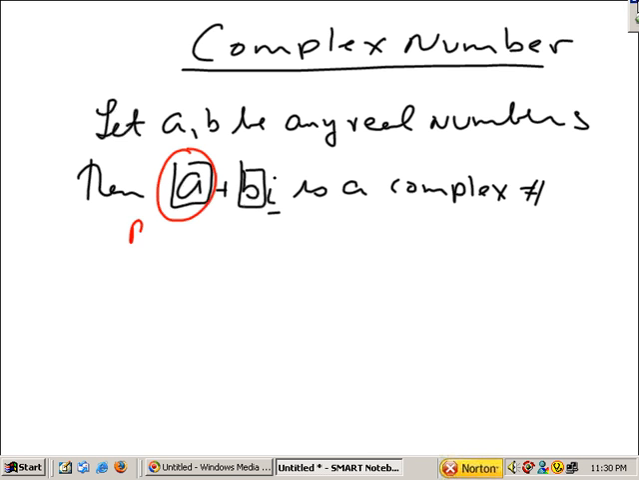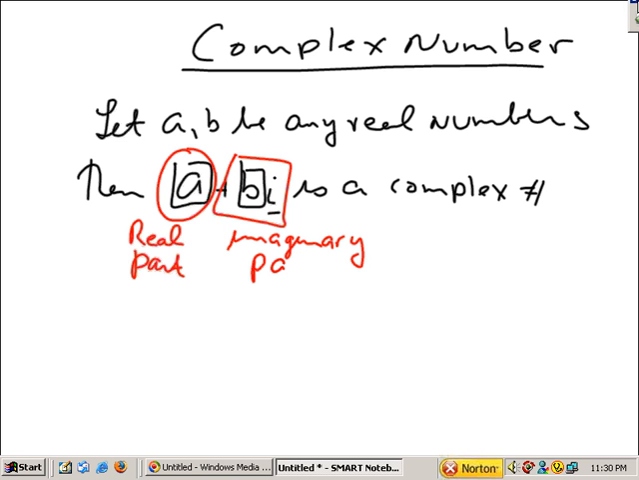This is called the real part, and this here is called the imaginary part. Let me give you some complex numbers, and I'm going to ask you to find the real and the imaginary parts.